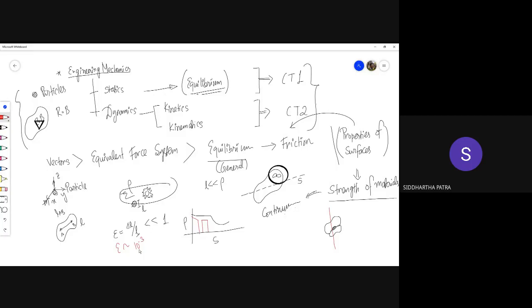But here we would be exploring these two models, the particles and the rigid bodies, and you'll see how far they are applicable. And number two is that although for statics we would be studying the equilibrium of both particles and rigid bodies, the dynamics part in your syllabus is restricted to both kinetics and kinematics only for particles.